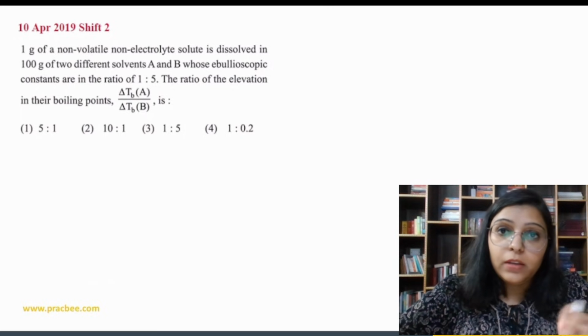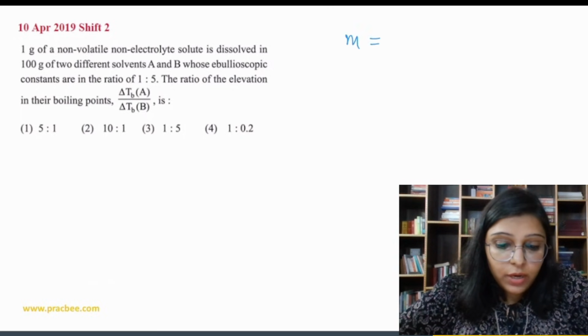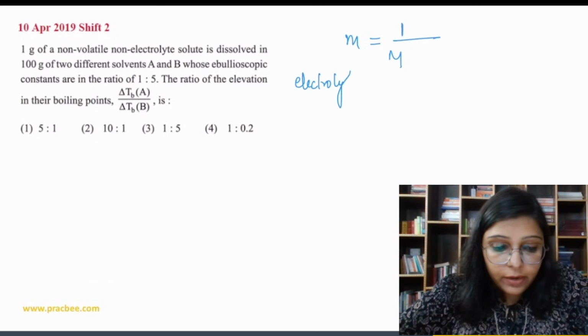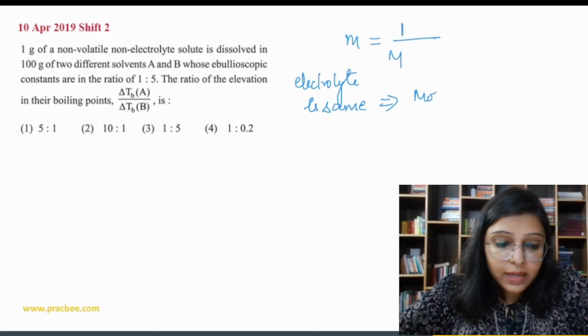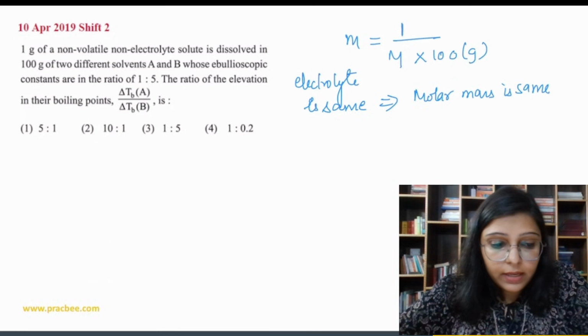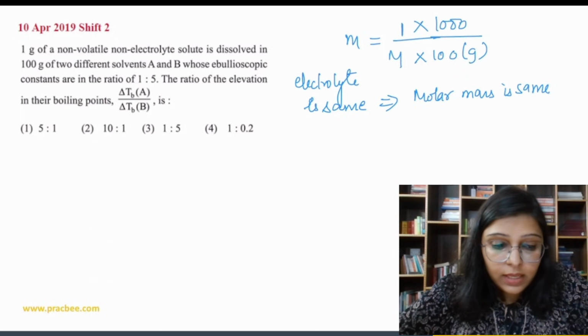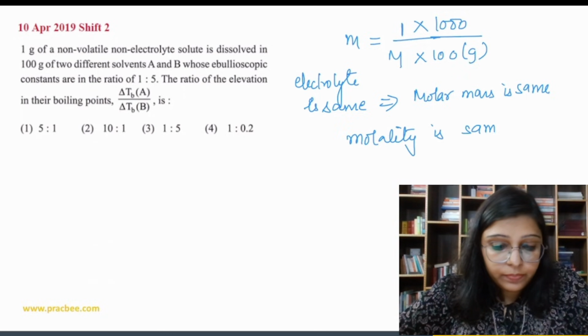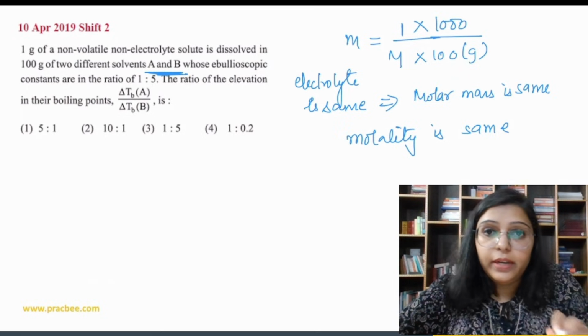Fine. So if we talk about the molality, molality is what? Given mass divided by molar mass. The solute is same, so we can say that molar mass is same. Then mass of solvent is 100, so we have to multiply this with 1000. It means we can say molality is same in different solvents A and B, right?